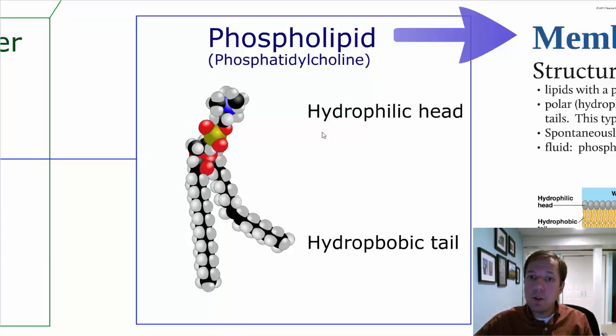Hydrophilic literally means water-loving. This is a polar molecule that is going to freely interact with water. As opposed to the hydrophobic tail, that hydrophobic tail is going to repel water. And so these have contrasting chemical properties. One molecule, part of which interacts well with water, and another part that is going to repel water.